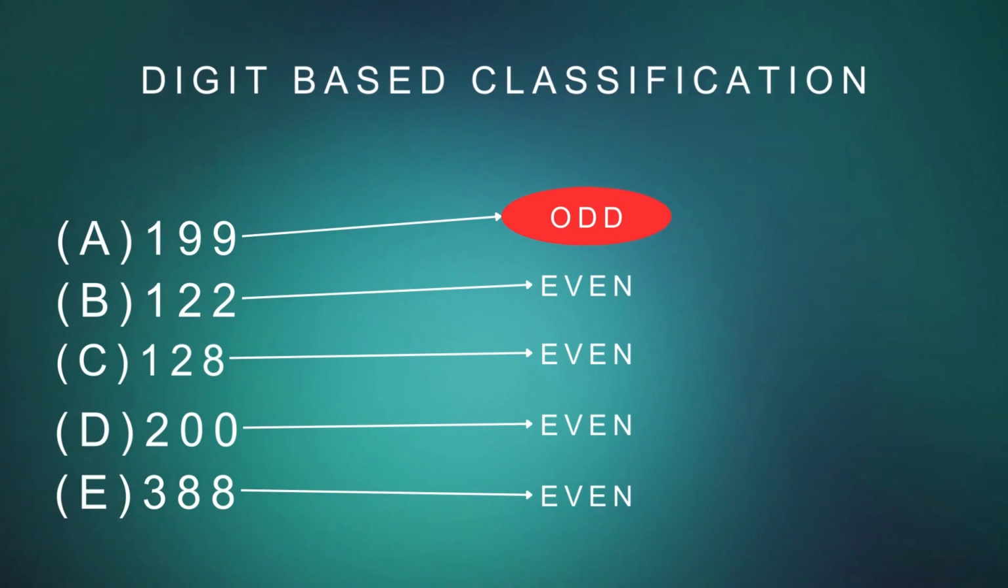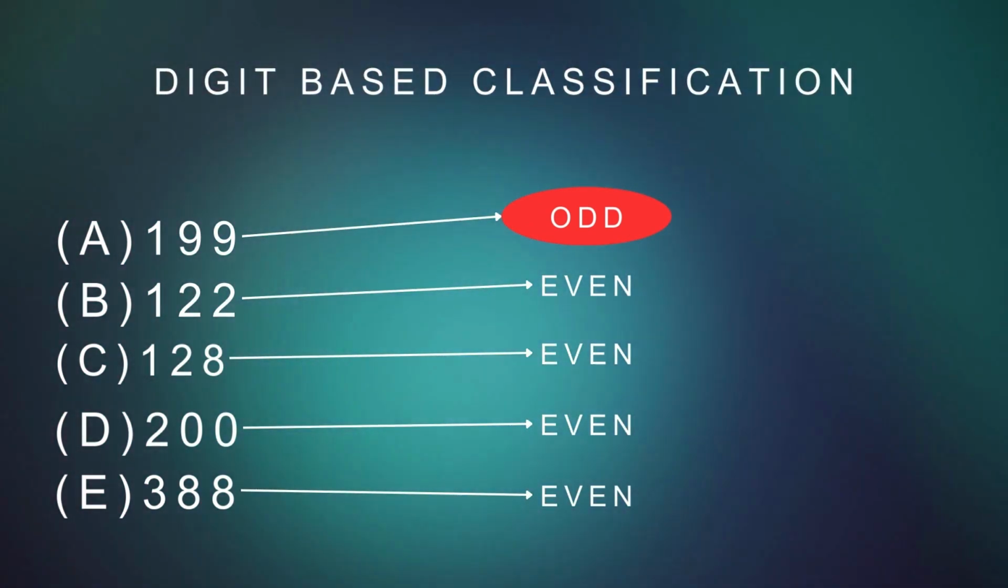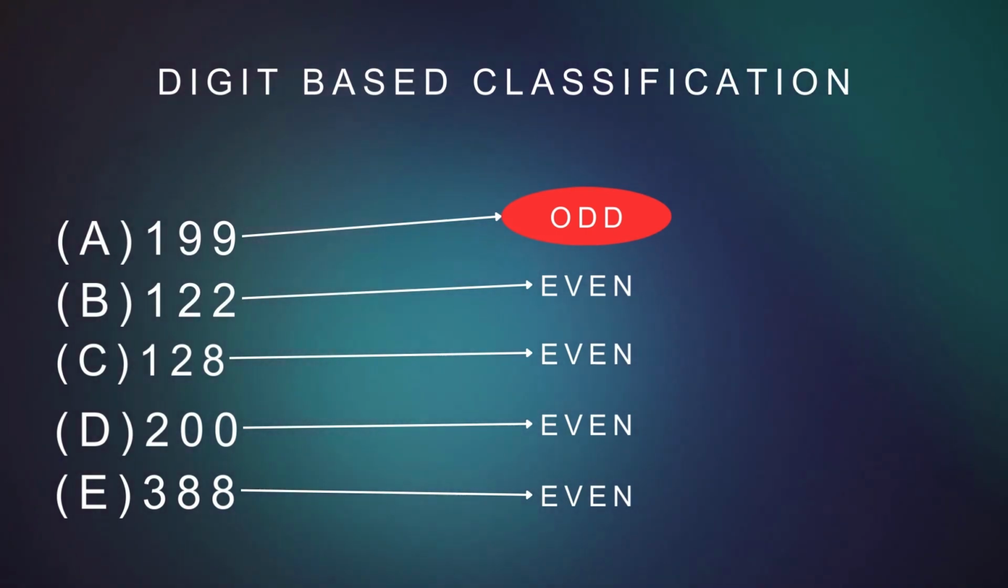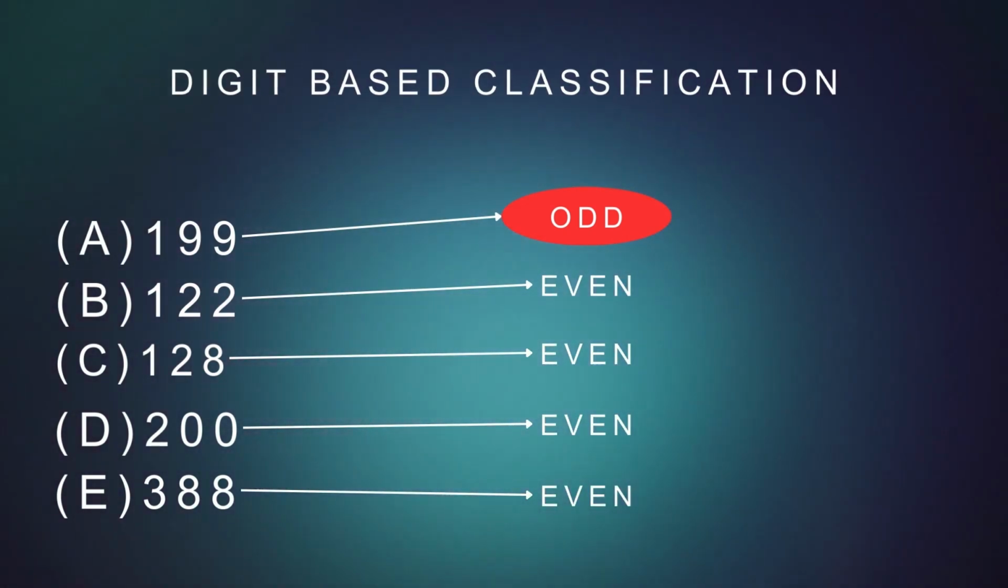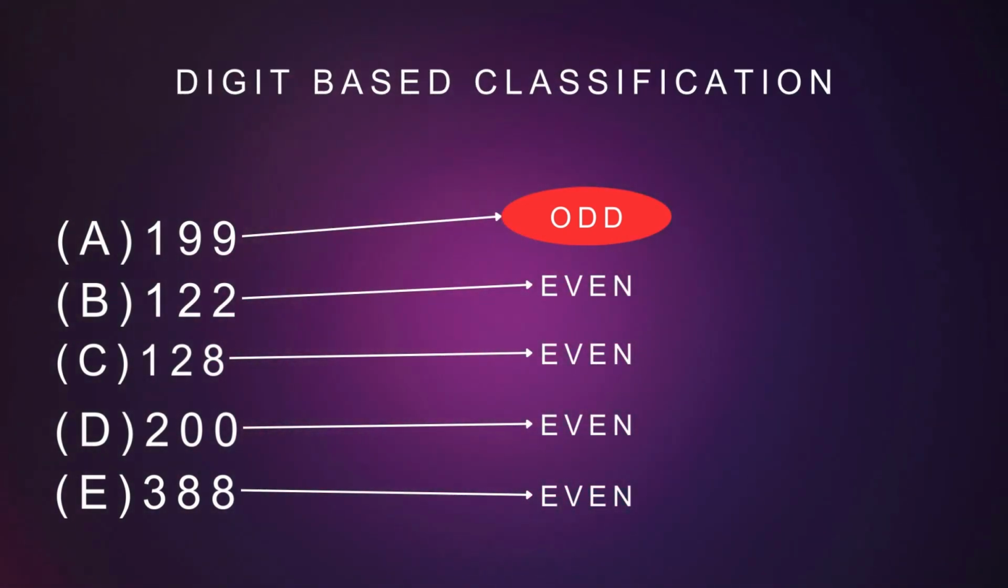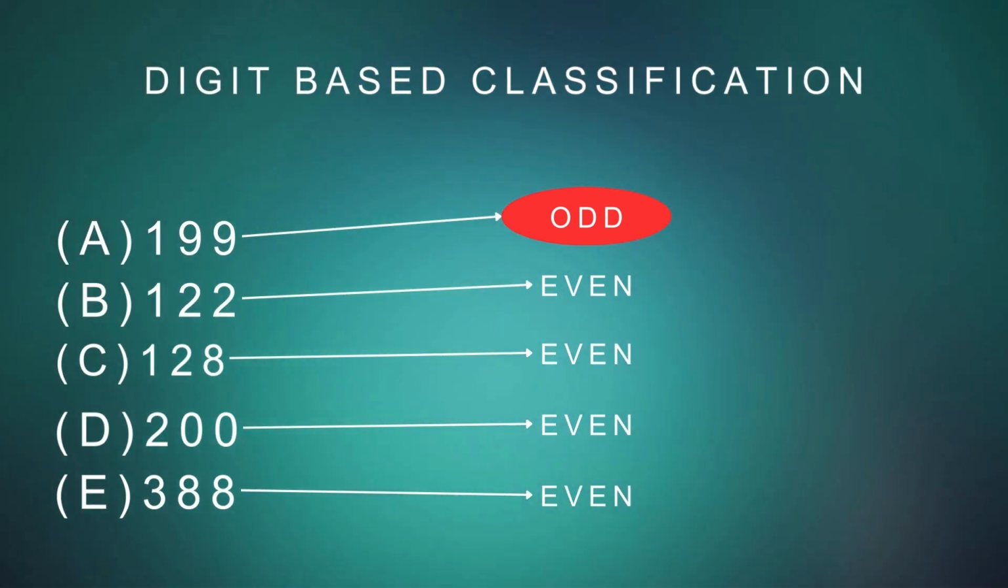Classification: digits or numbers are given to find out one number that is not a part of the group of remaining numbers. 199, 122, 128, 200, 388. 199 is an odd number while all the other options are even numbers.